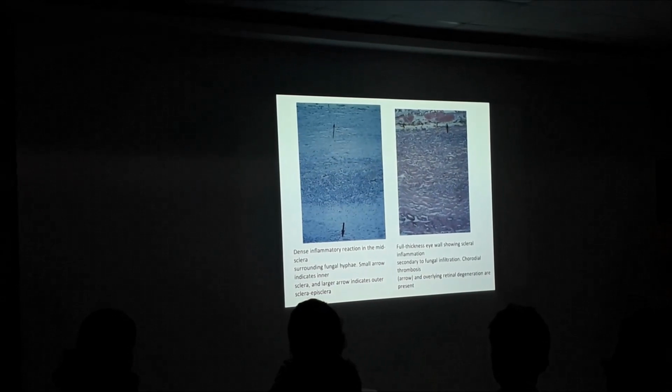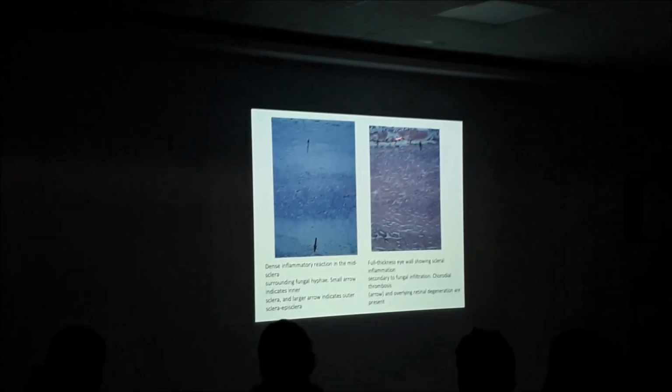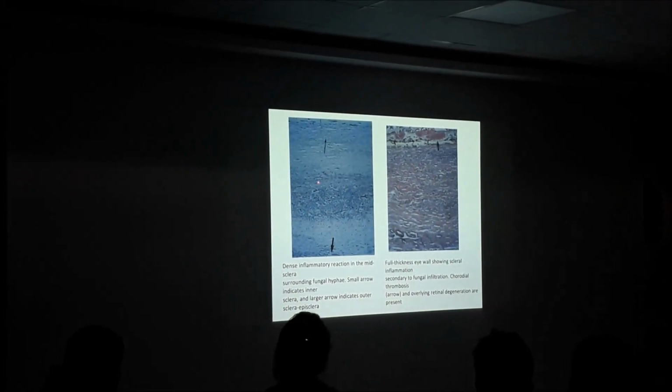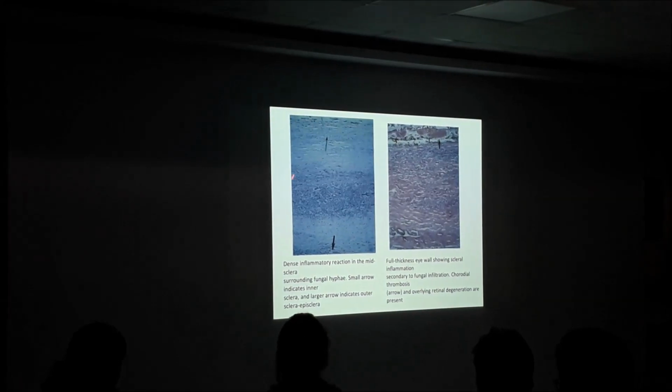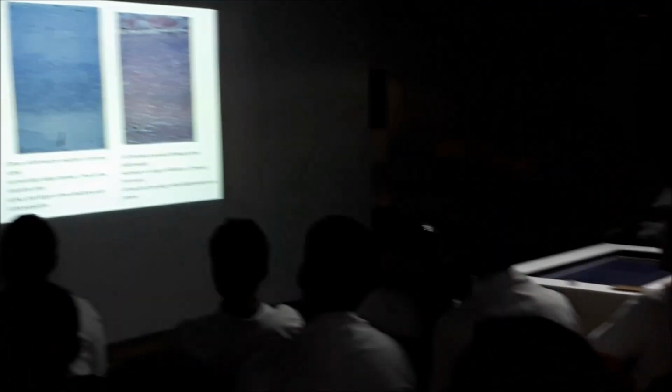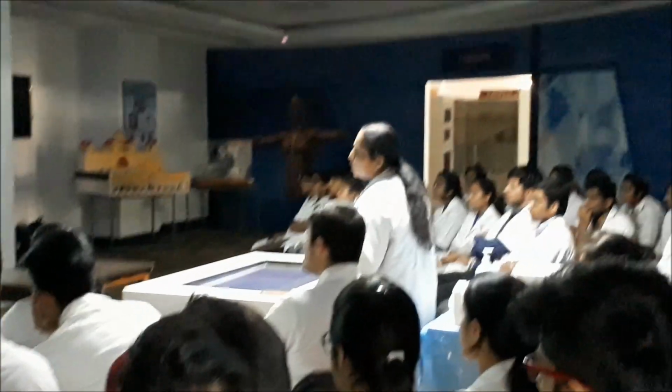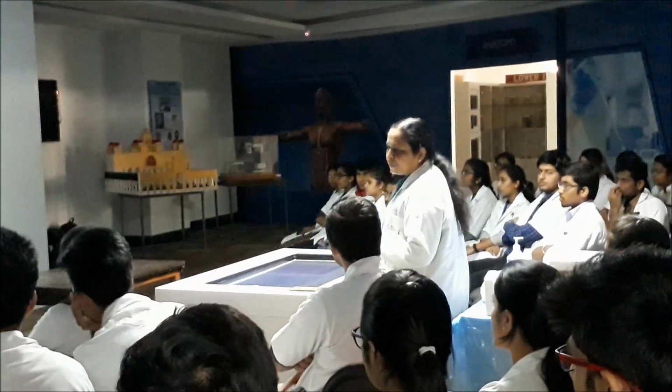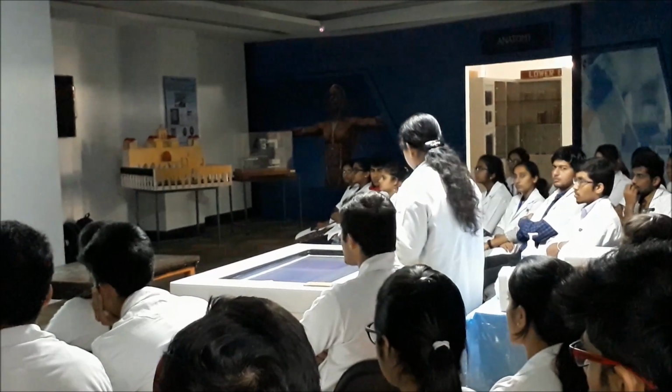So here you are seeing the scleral tissue. This is the choroid. This is the scleral tissue. You can see that there are dense aggregates of neutrophils. So when you look into the microscope, you have something called scanner view, a low power view and a high power view. So this is the scanner view.